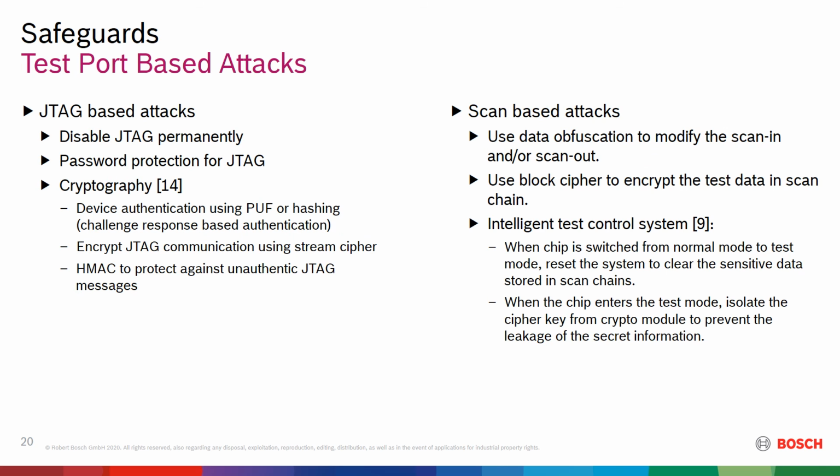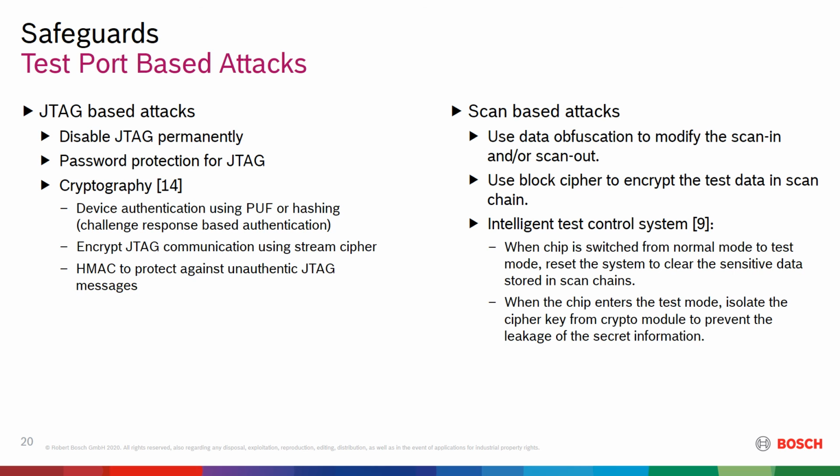Finally, the safeguards against JTAG based attacks are to obviously disable JTAG permanently, or you could use password protection for JTAG, but a more effective way would be to use cryptography. That is, you would authenticate the device using some sort of challenge response mechanism, and then you encrypt the JTAG communication channel, and you also make sure that unauthentic JTAG messages are prevented using HMAC.